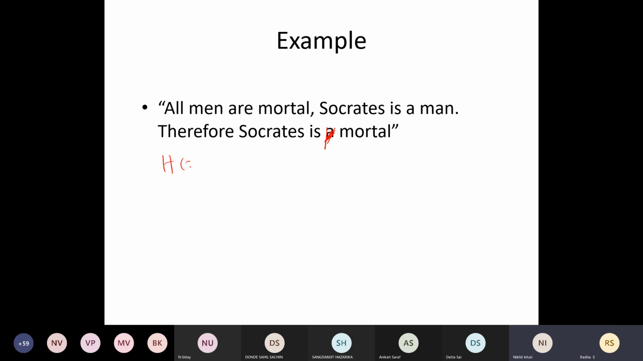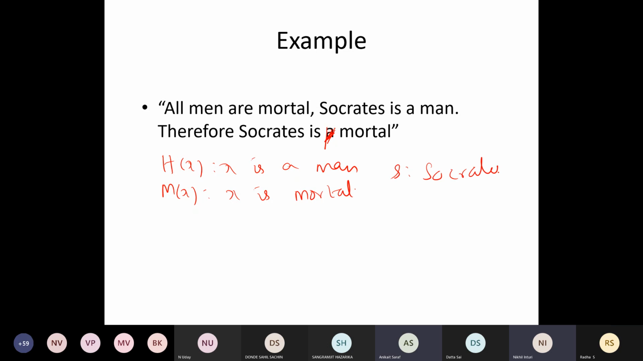Shall I write H of x as x is human? Man. Okay, yes, ma'am. H of x: x is a man. M of x: x is mortal. S denotes Socrates, small s. A specific value, right? Okay.